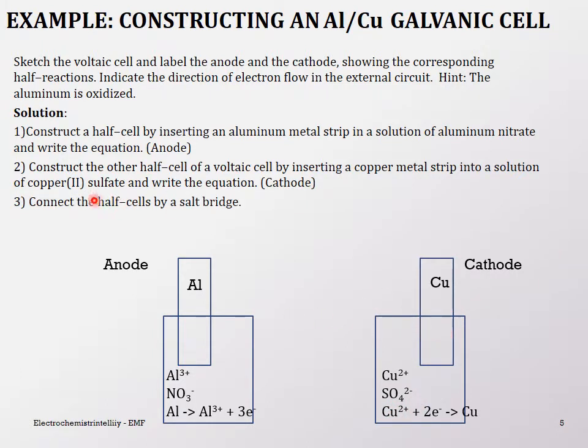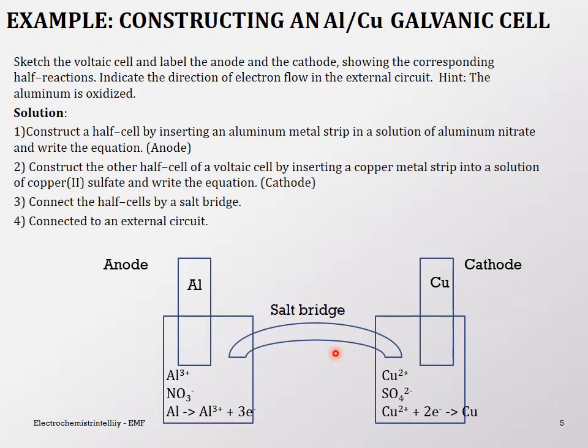I need to now connect them with a salt bridge. So here is my rudimentary salt bridge, and I label that. And then of course I have one more step to do. I have to connect it to an external circuit. Okay, so this is my circuit. And where is my electron flow? It's going from left to right. It's always going to be left to right, okay, because your anode is always going to be on the left hand side. So that's your electron flow. This is what we call a galvanic cell. So you can see it's not that hard to construct, provided you know what your electrodes are.